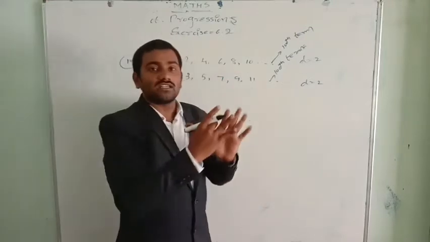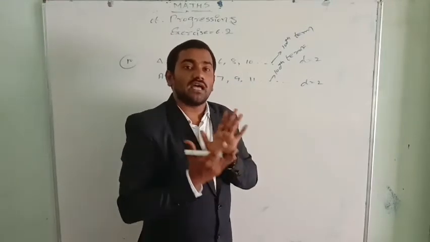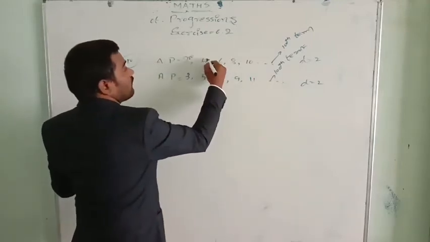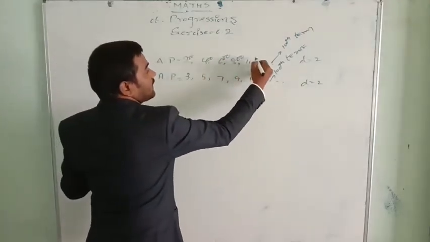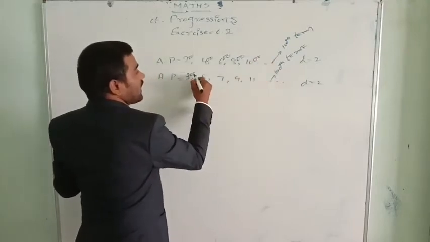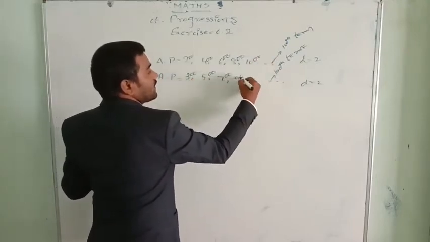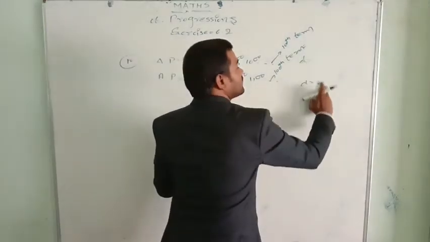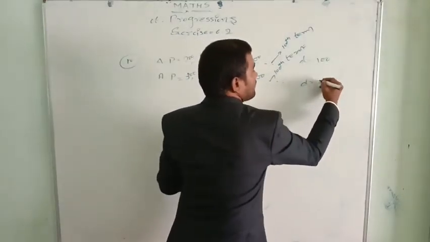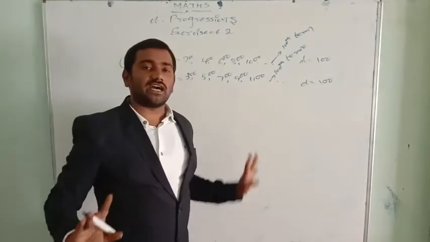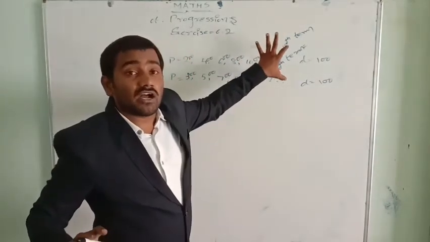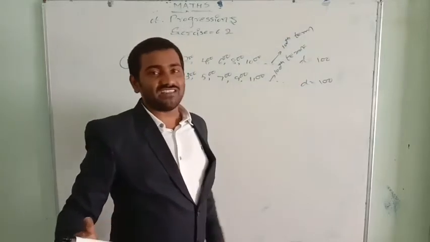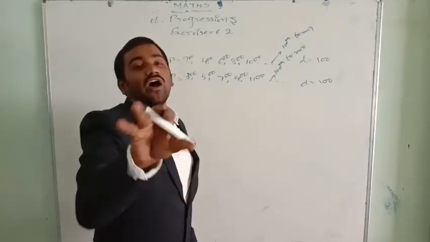The difference between their 100th terms is 100. So if they are like this, suppose 200, 400, 600, 800, 1000, and 300, 500, 700, 900 and 1100. What you can see here is that the common difference is 100. Their 100th term difference is 100. What about the 1000th term difference? It's not 1000, it's also 100.